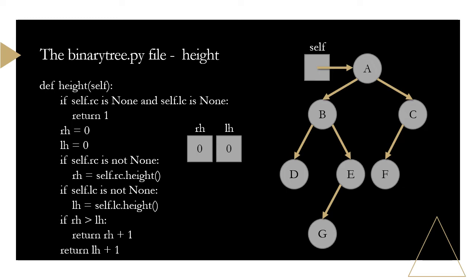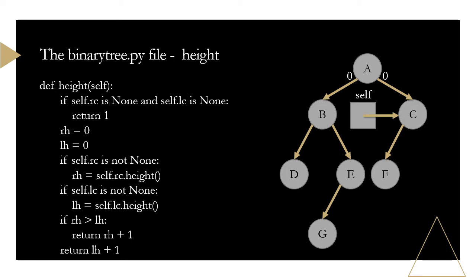Now we check the right child of A. Is it not none? Yes. So we call the hide function for the right child of A. This is the node containing C. When we call the hide function, we will pass it a pointer to the node containing C. So now self will point to C.